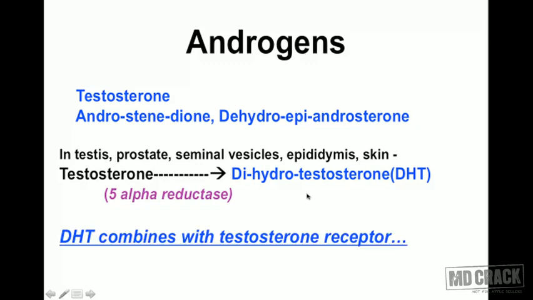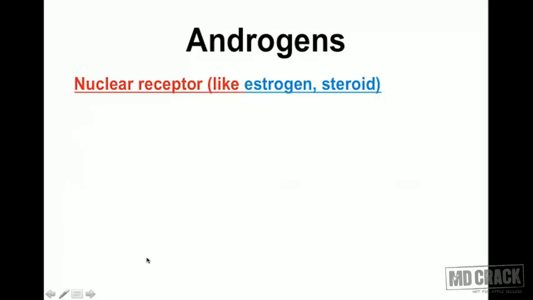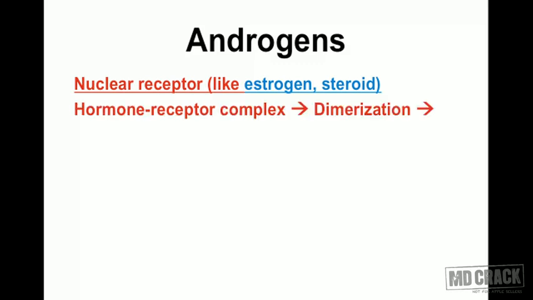The DHT which is formed in this way combines with the testosterone receptor. What is a testosterone or androgen receptor? We are mostly dealing with substances which have a steroidal structure, so I alert you about the type of receptor. It's not a cytoplasmic receptor, it's a nuclear receptor, just like the receptors for steroids, thyroid hormones and estrogens. So it's a nuclear receptor.